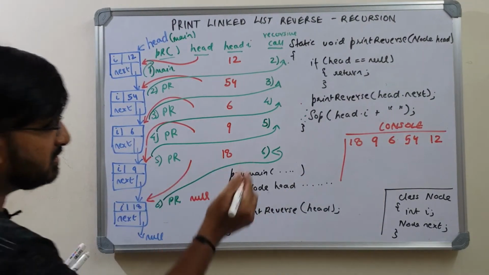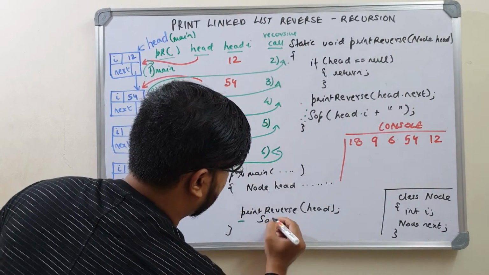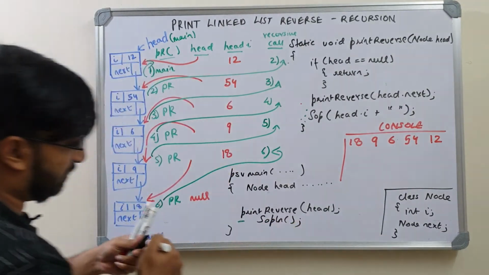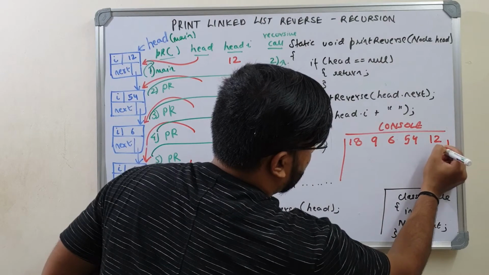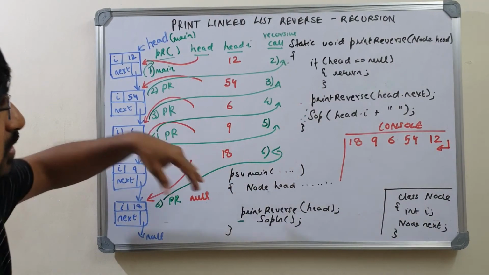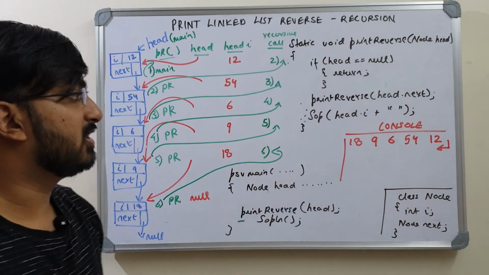So if you want to maybe change a line, you can say System.out.println after you print in reverse. This will change a line after you print this. So this is how you print a linked list in reverse using recursion.